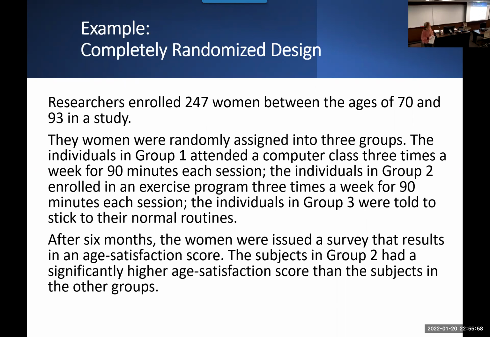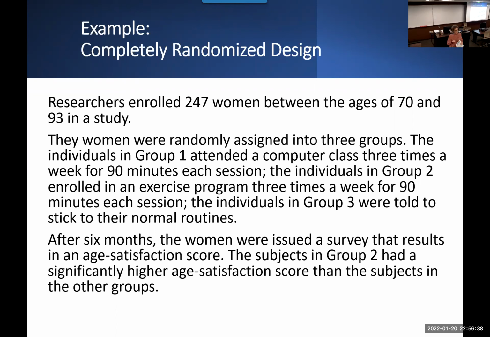And so what they're doing, it says researchers enrolled 247 women between the ages of 70 and 93 in a study. They were randomly assigned into 3 groups. Group 1 attended a computer class 3 times a week for 90 minutes. Group 2 enrolled in an exercise program 3 times a week for 90 minutes. And group 3 were told to stick to their normal routines. After 6 months, the women were issued a survey that results in an age satisfaction score. They found group 2 had a significantly higher age satisfaction than the other 2. This is an example of what we call a completely randomized design.